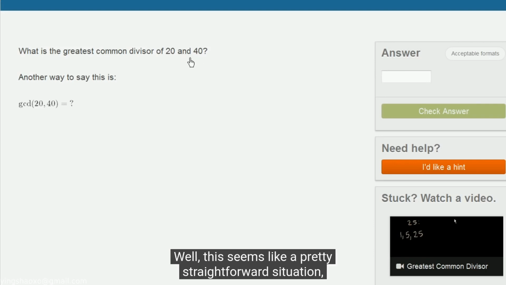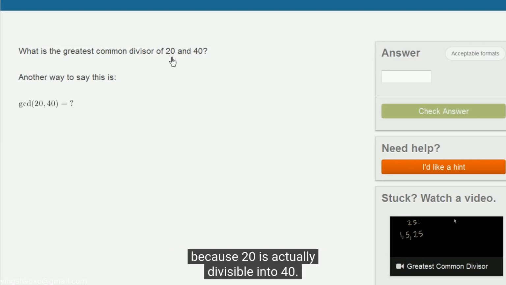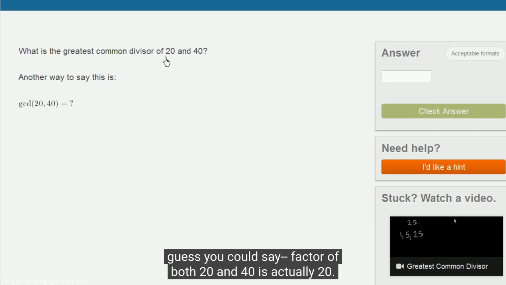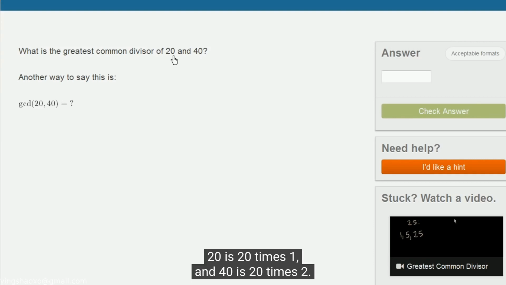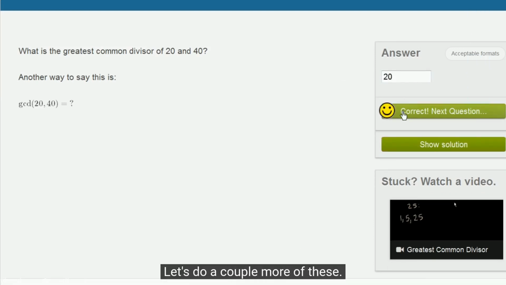Well, this seems like a pretty straightforward situation because 20 is actually divisible into 40. Or another way to say it is 40 can be divided by 20 without a remainder. So the largest number that is, I guess you could say, a factor of both 20 and 40 is actually 20. 20 is 20 times 1, and 40 is 20 times 2. So in this situation, we don't even have to break out our paper. We can just write 20. Let's do a couple more of these.